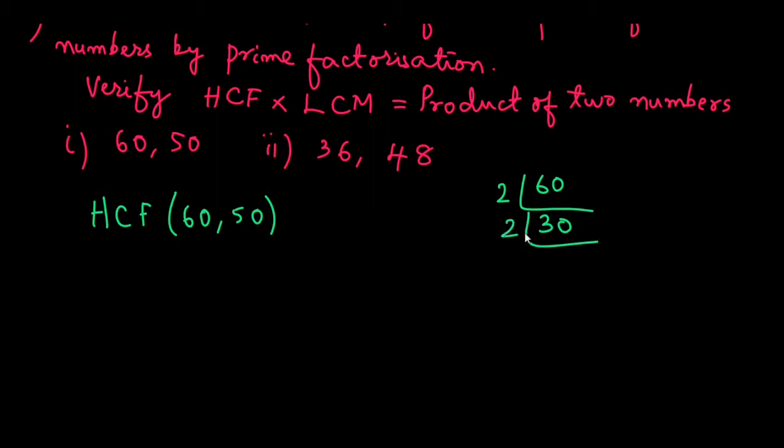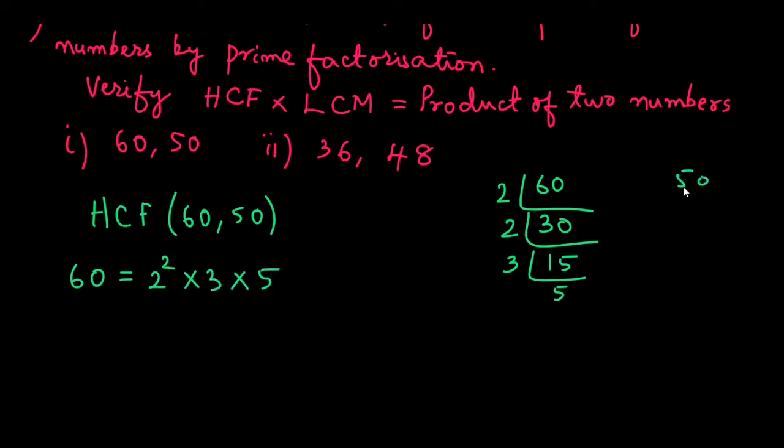Then again divide by 2, we get 15. 15 is divisible by the next prime number 3. We get 5. 5 is also a prime, so stop here. Then 60 is equal to 2 into 2 into 3 into 5, so 2 square into 3 into 5.